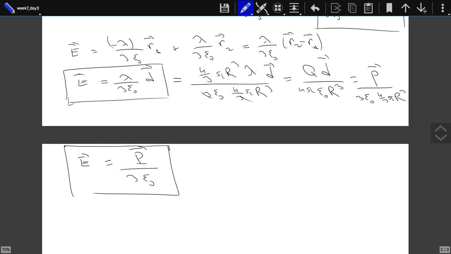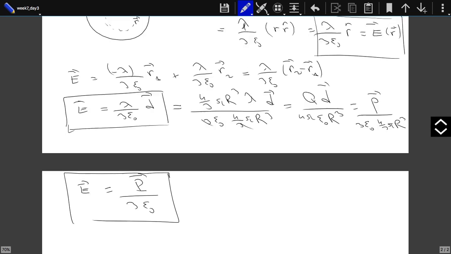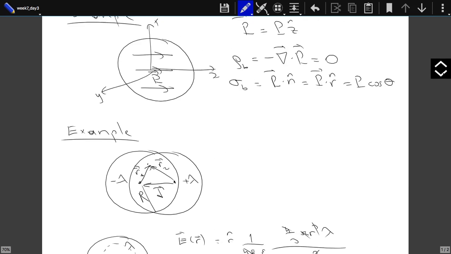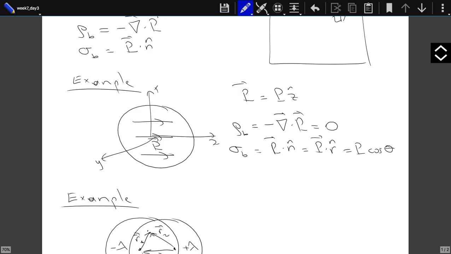Now, still we don't have the relation of this system with the real system that we are actually interested in. What we are actually interested in is not two overlapping spheres displaced by a distance d. We are interested in a single sphere with a surface charge density given by p times cosine theta. So let's see if we can relate these two systems.